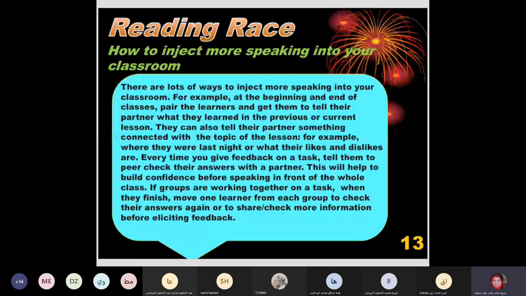Any other ideas or suggestions? Yes, Miss Marwa: peer check answers. What do you mean by peer check? Students can check the answers for each other. That's it. Very good. They can correct the answers to one another. They can check the correct answer to one another. That's called peer check. This is one thing. What else? Thank you, Mrs. Amira. More volunteers.